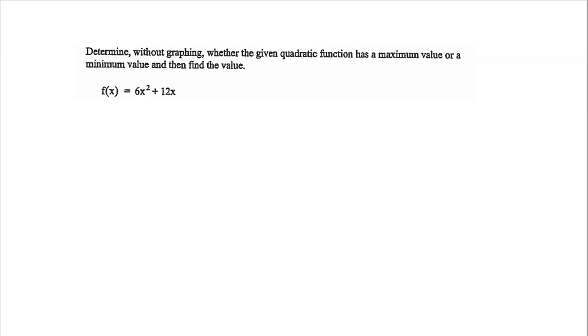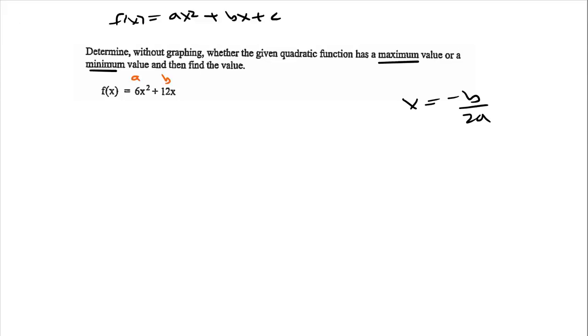Okay, so in this problem, we want to find the maximum or minimum value. So in order to find the maximum or the minimum value, we need the formula x is equal to negative b over 2a. Okay. All right. So in this case, remember our standard form is f of x is equal to ax squared plus bx plus c. So here, all we have is an a and a b. So here's our a and here's our b. There is no c. Okay. But we don't need that because all we need is the b and the a.